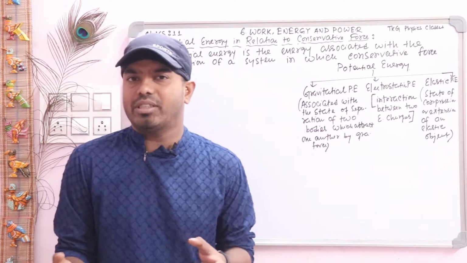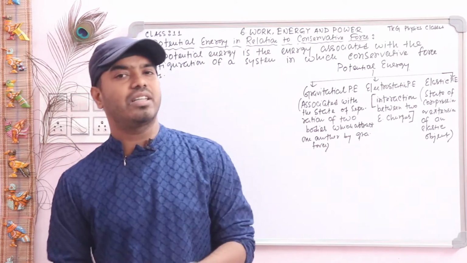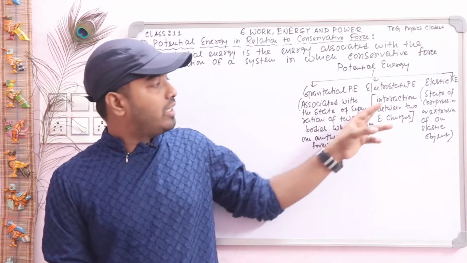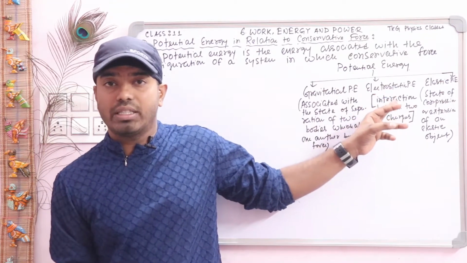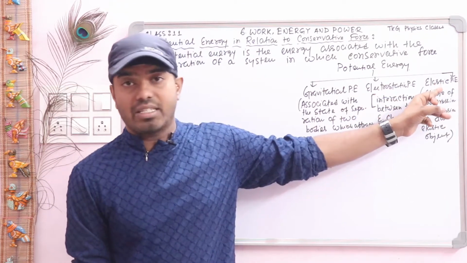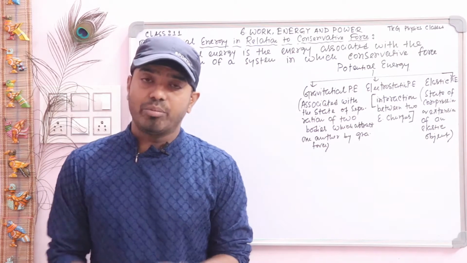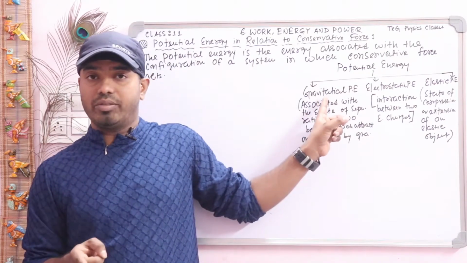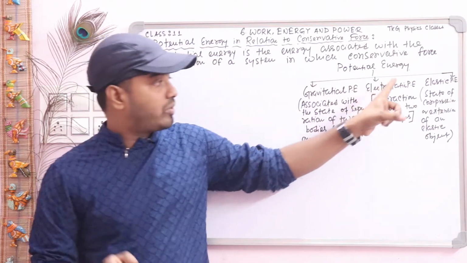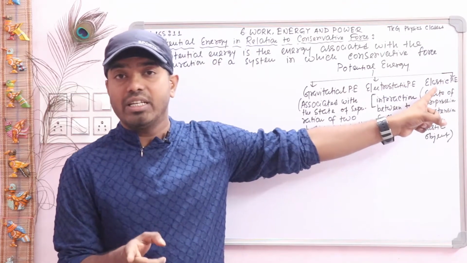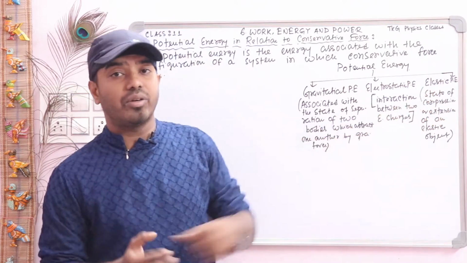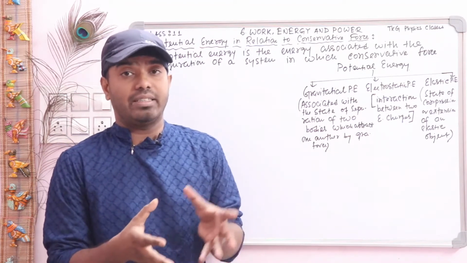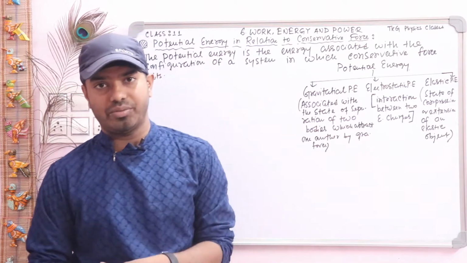Now you know the classification of potential energy. Potential energy is classified in 3 categories. Number 1, gravitational potential energy. Number 2, electrostatic potential energy. And number 3, elastic potential energy. I told you that potential energy is always related to conservative force. Gravitational force is a conservative force, electrostatic force is a conservative force, and the elastic force of a spring-like object is also a conservative force. And what is a conservative force? A force which is path independent, that depends on the initial and final position only.